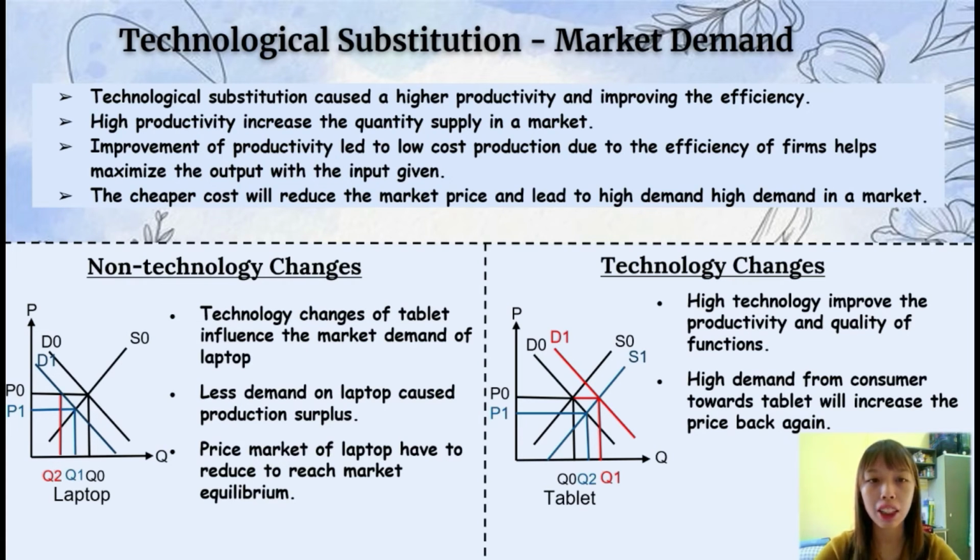When the function and the quality of the tablet are improved, it will substitute the laptop because the laptop costs higher than the tablet, which means the demand for the tablet will increase in the market. When the laptop has been substituted by the tablet because of the cheaper price, the demand for the laptop in the market will decrease. When the demand for laptops decreases, there is a production surplus in the market. So the firms have to reduce the price until they reach the market equilibrium.